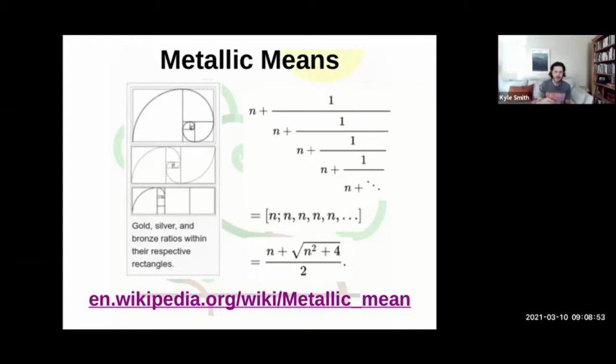Getting into the mathematics of it, all of these metallic means are very interesting because they're continued fractions with just the n changing. So if n is 1, it's the golden ratio. If n is 2, it's the silver ratio, 3, bronze. And so it's just an index. And then down at the bottom here is the closed form formula for the metallic means.